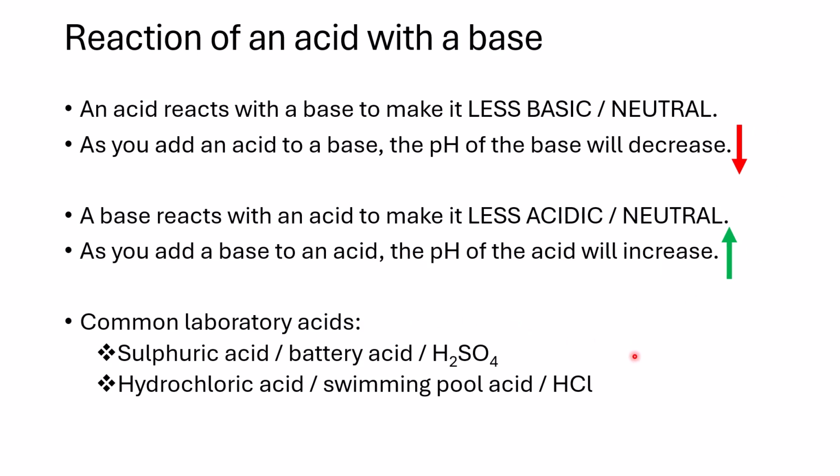And then, general common laboratory acids that we normally use are sulfuric acid, whose general name is battery acid, and the formula is H2SO4. The other very common laboratory acid that we use is hydrochloric acid. Generally, we use it in the swimming pool as swimming pool acid, with the formula HCl.